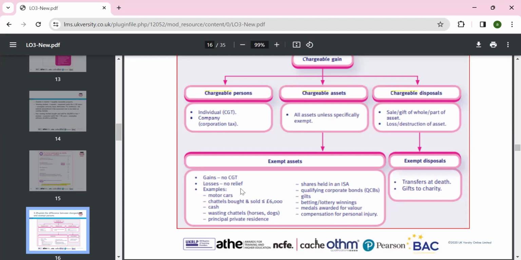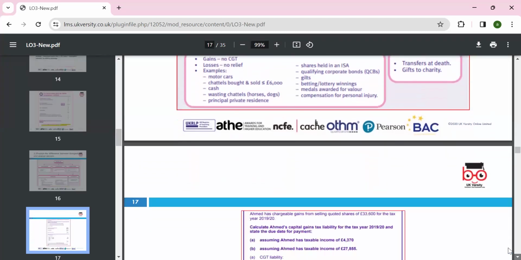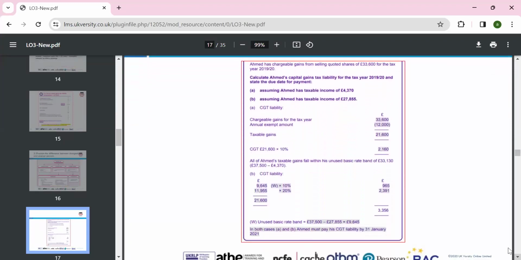Then transfers of a debt, gifts or gifts to charity: we need to look at connected persons, and if we are giving to charities, it can be exempt. So we can look at an example.